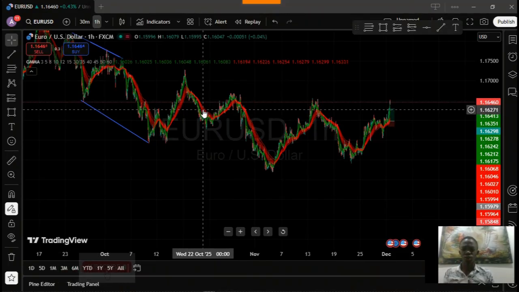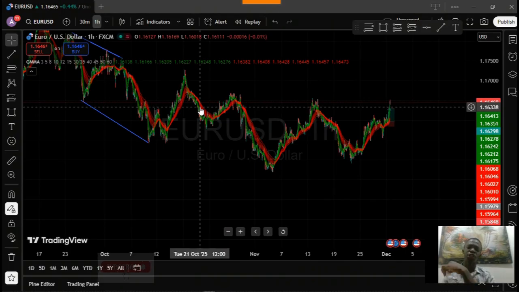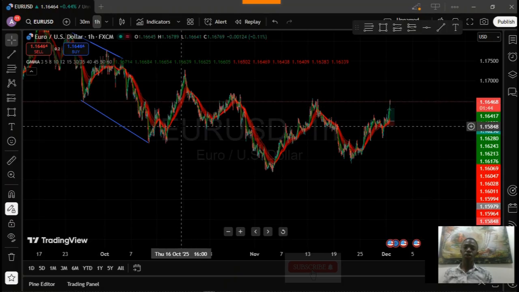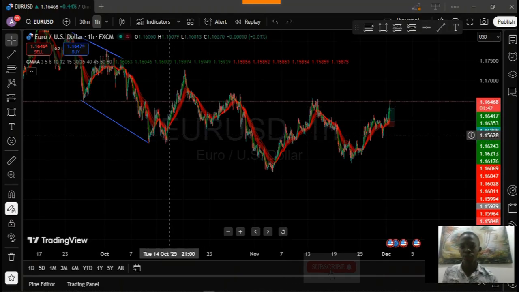Now let's focus on this. How can you generate signals by using this indicator? We already know that moving averages are used when the market is trending. So it's not every time you have to use your EMA or SMA. The best moving average I recommend you use is the GMMA. It is going to give you a lot of chances to win in the market. Now I'm going to show you how to spot a buy and sell signal using the GMMA.